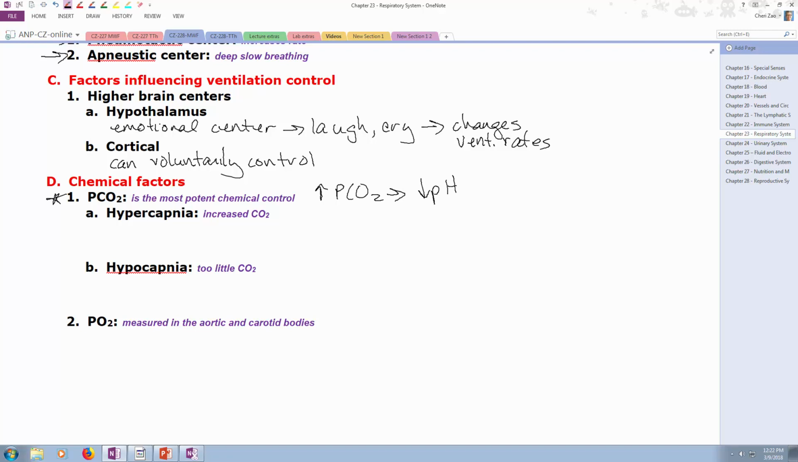So hypercapnia and hypocapnia are all related to CO2 level. Hypercapnia means too much CO2 in the system, and hypocapnia means too little CO2 in the system. So how do we create hypercapnia? What's a way you can create hypercapnia in yourself? Hold your breath, right? Okay. How do you fix hypercapnia? Hyperventilate.